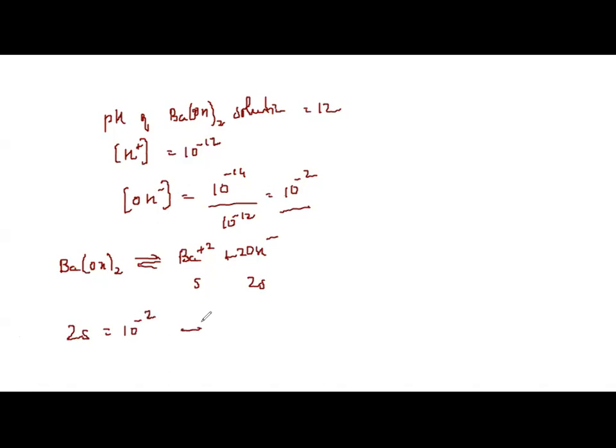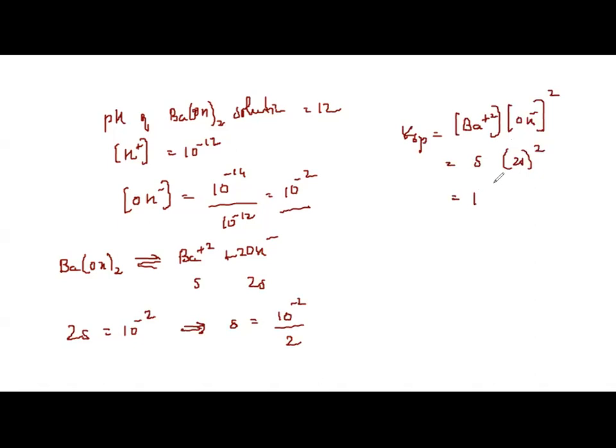Therefore, S is equal to 10 raised to minus 2 divided by 2. Find the Ksp. Ksp is equal to the concentration of Ba plus 2 into the concentration of OH minus raised to 2. So S into 2S the whole square. The value of S is 10 raised to minus 2 divided by 2, into 10 raised to minus 2 the whole square. Everything becomes a cube. So this comes out to 4S cube.